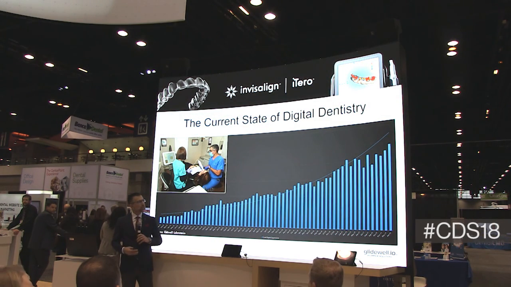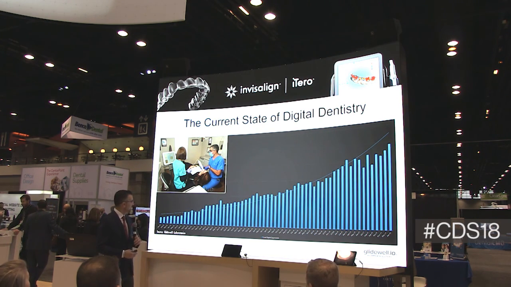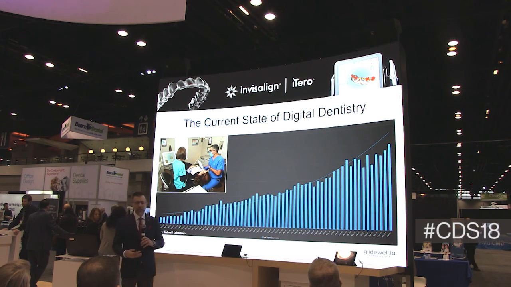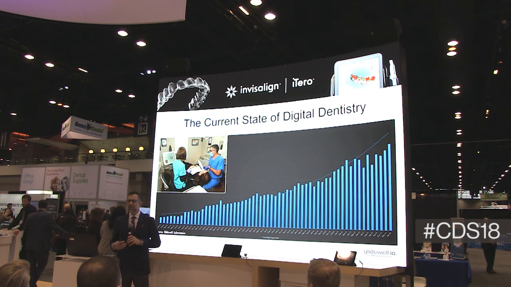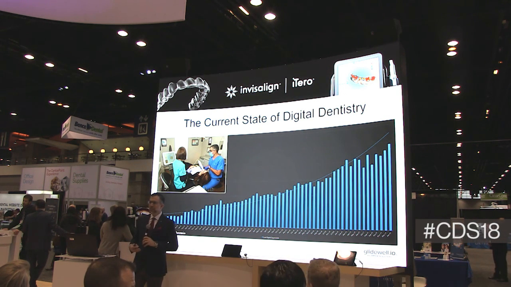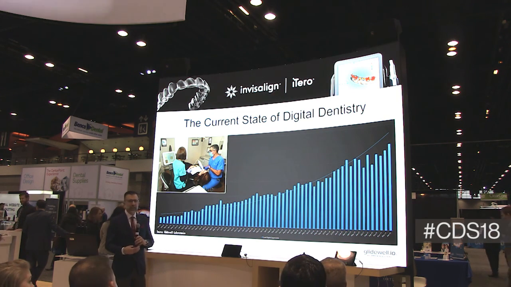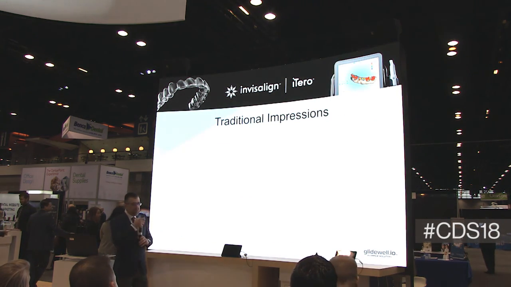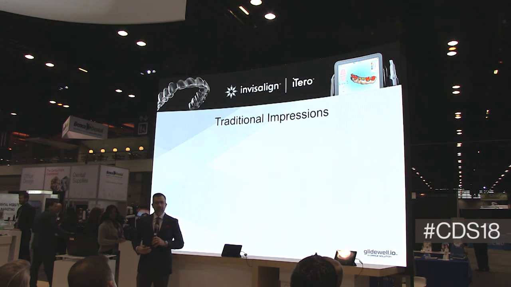He was talking about the future of dentistry, and if we look, this is a timeline of the digital influx of cases that Glidewell has received since 2013. So over a 5-year frame, you can see that this has grown exponentially, and last month I believe they were close to 20,000 digital impressions that they received in the laboratory. So digital dentistry is growing at an astounding pace. We wonder why it's growing at an astounding pace.